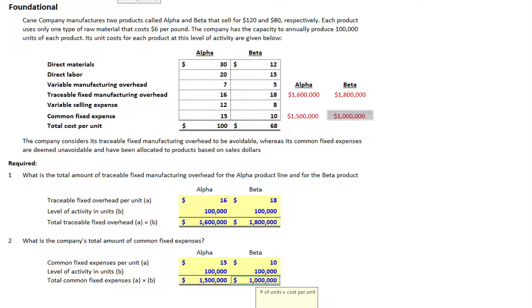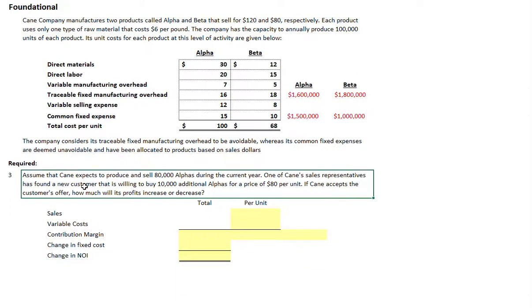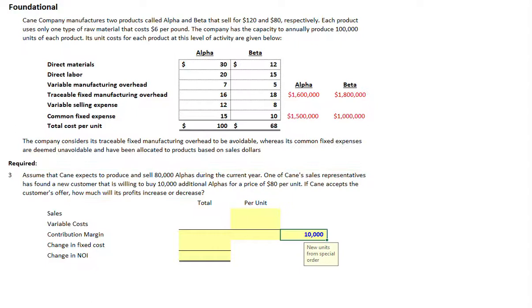Let's go ahead and consider some special orders. We're told to assume that Kane produces and sells 80,000 alphas during the current year, and one of Kane's sales reps has found a new customer willing to buy 10,000 alphas for a price of $80 apiece. If Kane accepts the offer, how much will our profits increase or decrease?